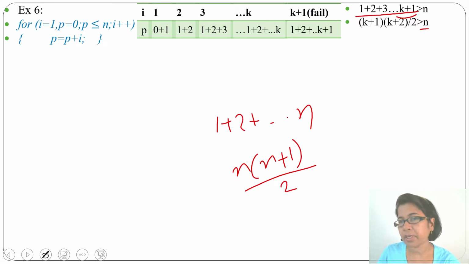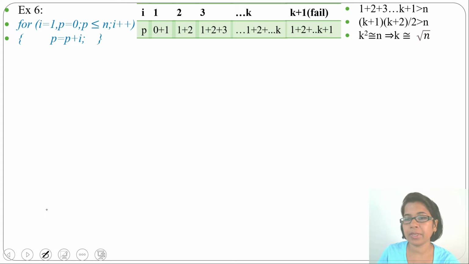So approximately we will consider k square equals n, that means k equals root over n. This is the approximate value. So we can write the running time is theta of root n, as up to k times it is running and after k it fails. So the k value is root n, that's why the running time will be theta of root n.